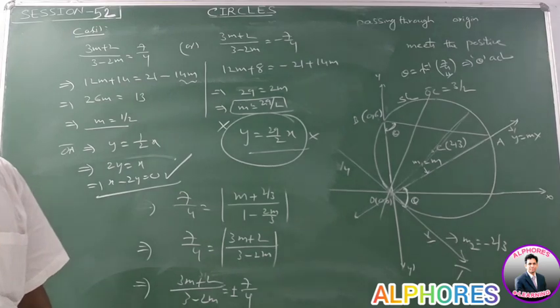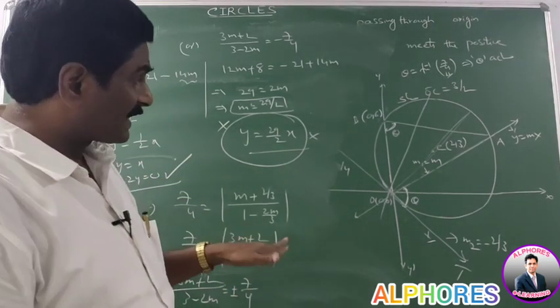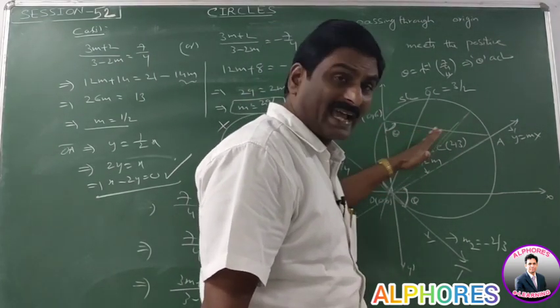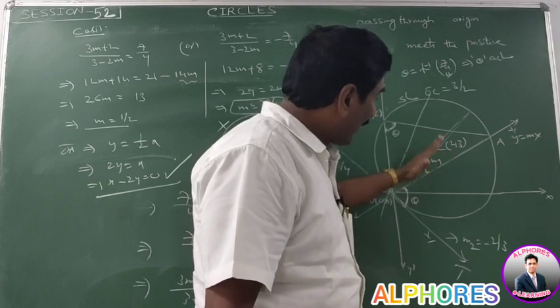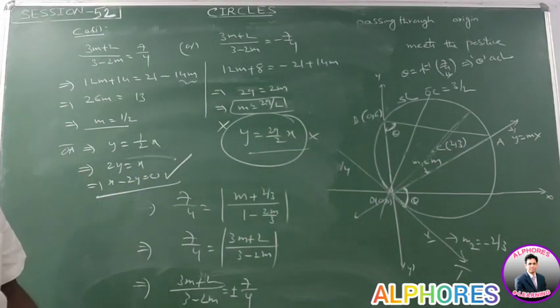Angle in the major segment is acute, angle in the minor segment is obtuse. By using that property, and at the same time the slope of OC, which is nothing but the diameter, the slope of OA is less than the slope of OC. By using that property we find this value.